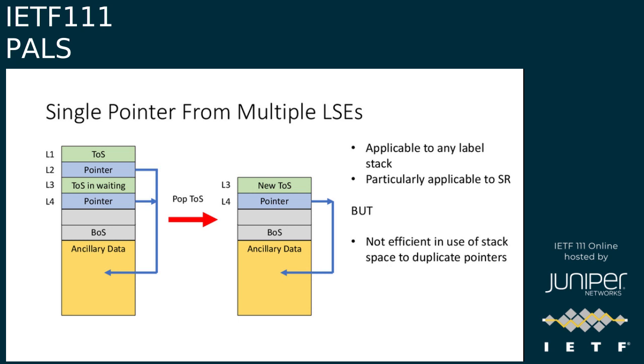So here's a case. Label 1 needs a pointer at L2. Label 2, which will later on become the top of stack, needs the pointer at L4, and they both point to the same auxiliary data. So you can see the stack when we start and the stack when we pop, L1 and L2 as a pair. It's not particularly efficient.